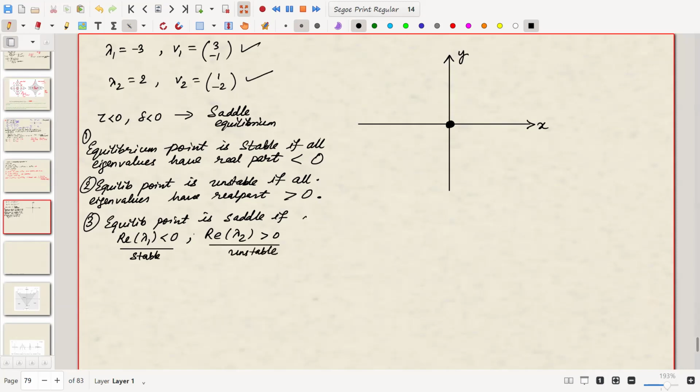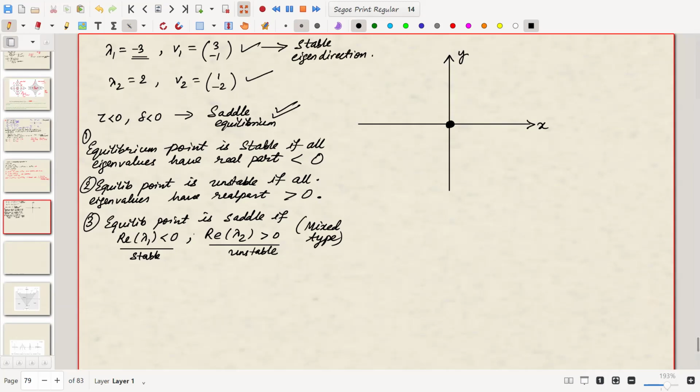So you can see this is of a mixed nature, mixed type. Okay. So our equilibrium is a saddle equilibrium, right? Can you see what are the eigenvalues here? The real part, one is less than 0 and another is greater than 0. See, here the real part is less than 0, so this is the stable direction, stable eigenvector or stable eigendirection.